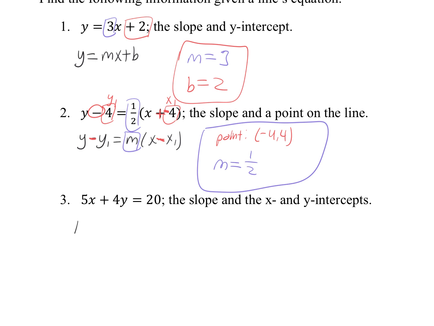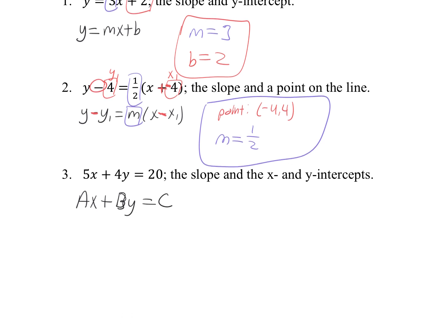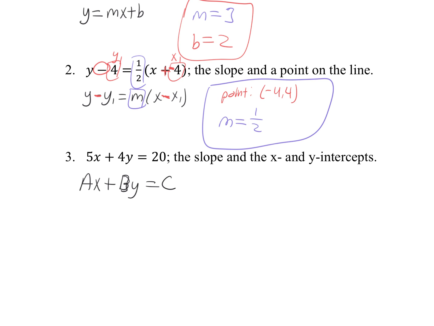Remember, standard form takes the form of ax plus by equals c. And the slope of a line in standard form, we had said, was negative a over b. In this case, a is going to be 5, b is going to be 4. So your slope is going to be negative 5 over 4. Just put negative a over b, and there's your slope.